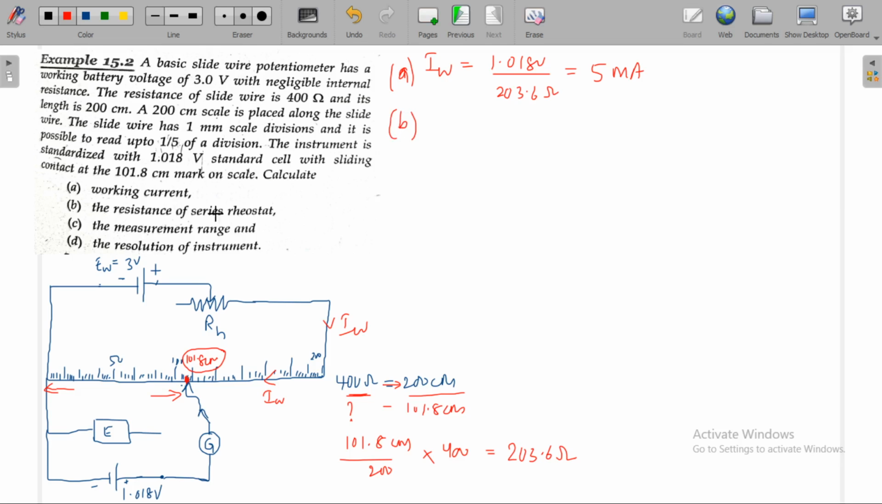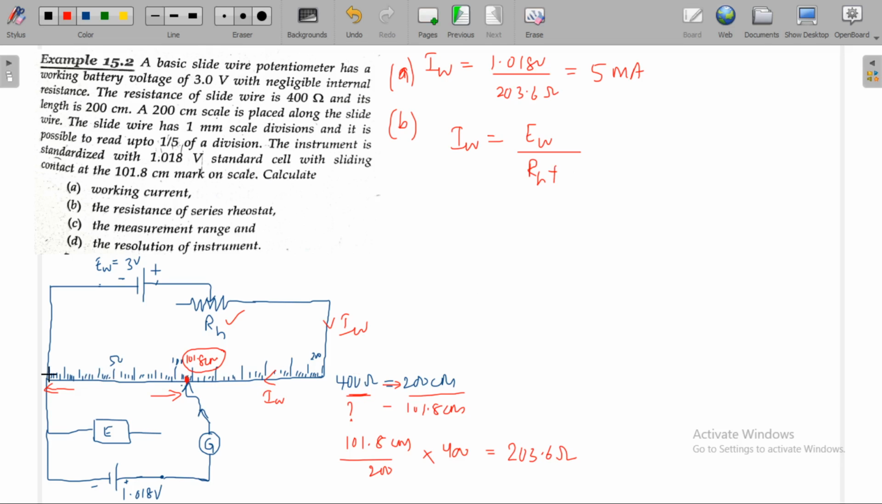Come to the second one. The resistance of series rheostat. You are asked to find RH. IW is equal to EW by RH plus total resistance of slide wire.